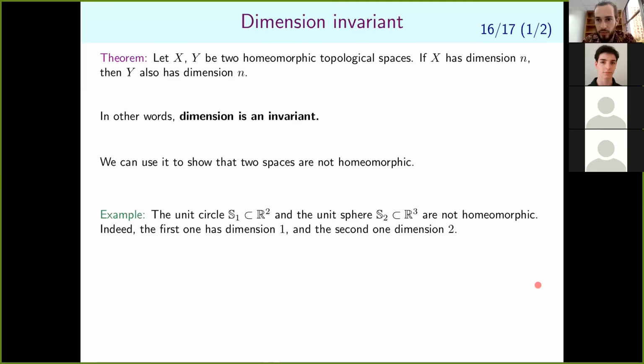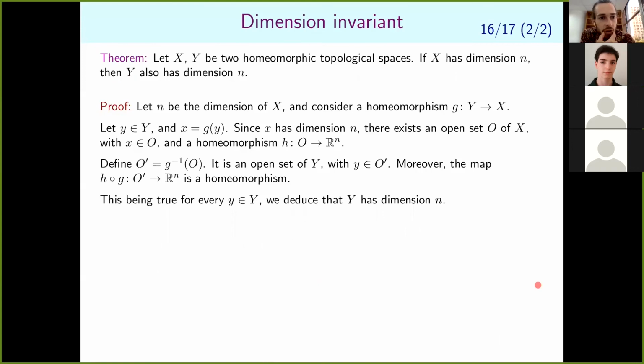All right, we have a proof here of this statement. Let me read the proof because it's interesting. It's very easy, but you will understand better. Suppose that we have a topological space X of dimension n and another topological space Y, which is homeomorphic to it, the homeomorphism being G. I want to show that Y also has dimension n.